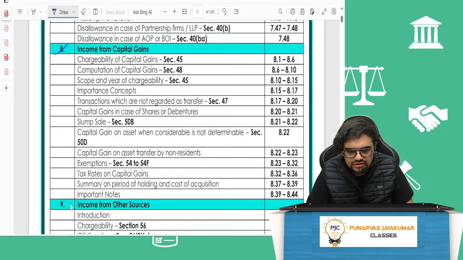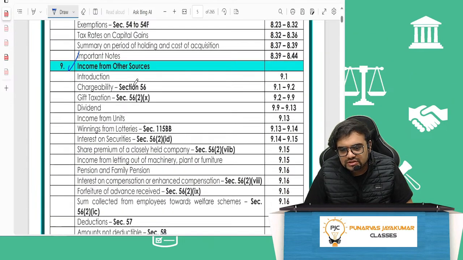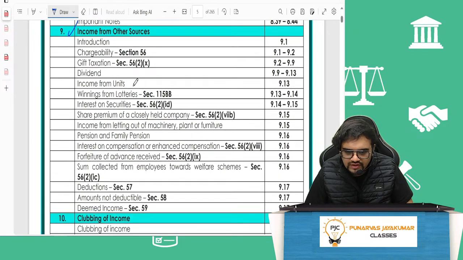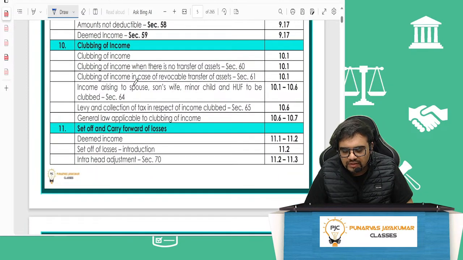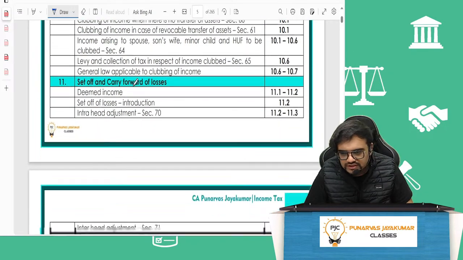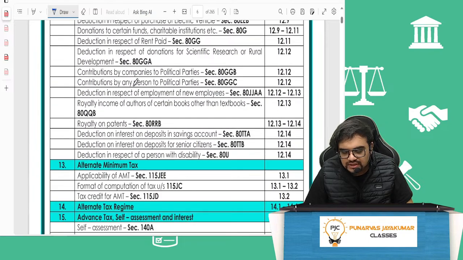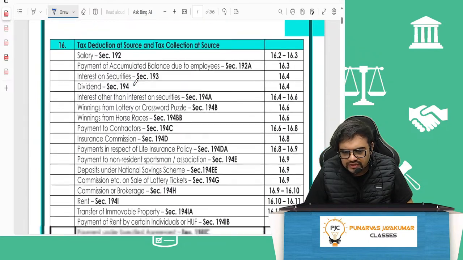Capital gains and other sources also. Capital gains we did very much in depth. In other sources, almost everything important we covered actually. Clubbing of income is very simple. Set off, all these are very easy topics. Chapter 6, all that, I will not have the time to do.